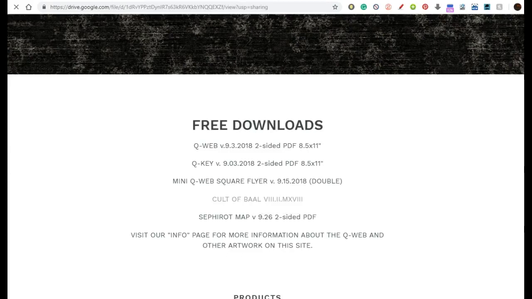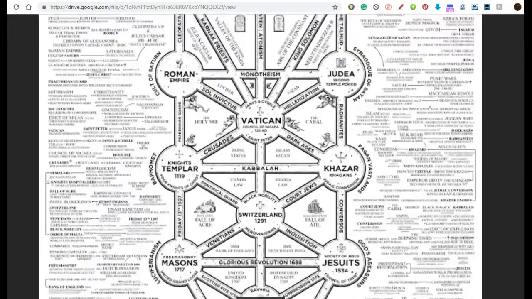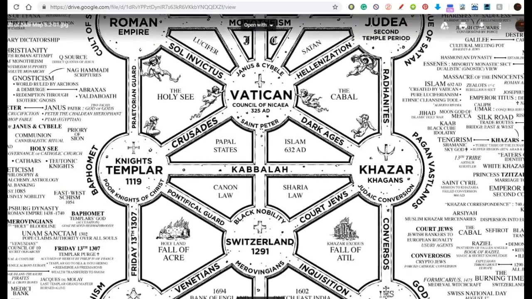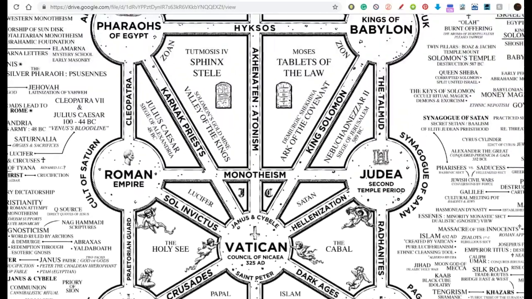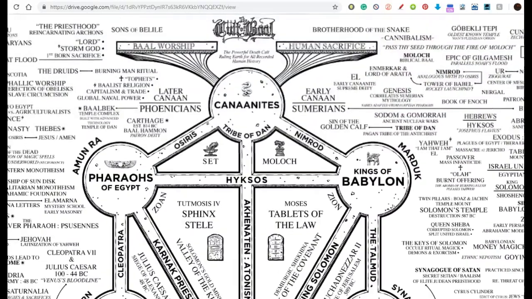And so this is showing the different names throughout history, the different societies they've infiltrated, the different names of the secret societies they've created. And yeah, going all the way back to the Canaanites on this version. The earlier version went back to the Pharaohs, but this one goes back even further to the Canaanites. So why don't you start there then with the Canaanites?